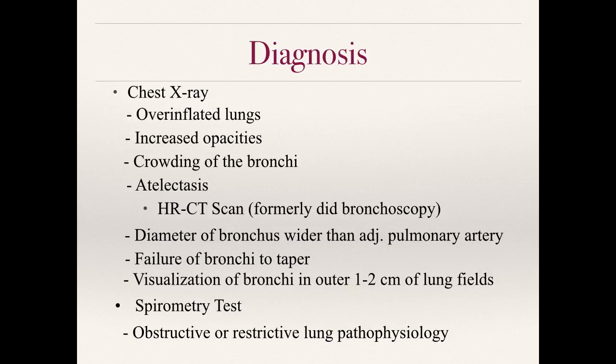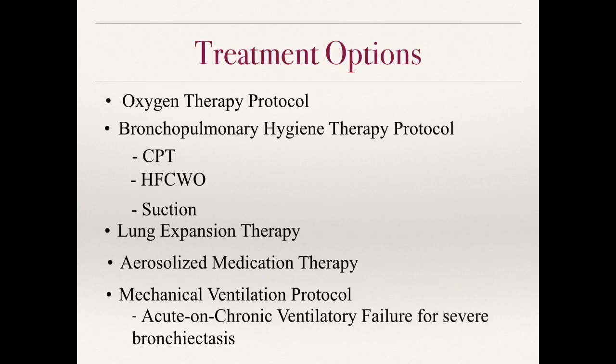Furthermore, we have the spirometry test to determine whether the lung pathophysiology is going to be obstructive or restrictive. As far as treatment goes, we have oxygen therapy, and bronchopulmonary hygiene therapy, which includes CPT, high-frequency chest wall oscillation, and of course suction, because the hallmark sign, as mentioned, is large amounts of foul-smelling sputum, so we definitely want to suction. Then lung expansion therapy, so that's IS, incentive spirometry, and then aerosolized medication therapy, which is just albuterol.